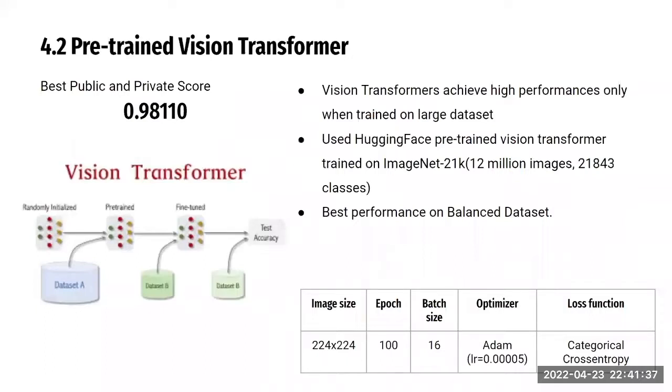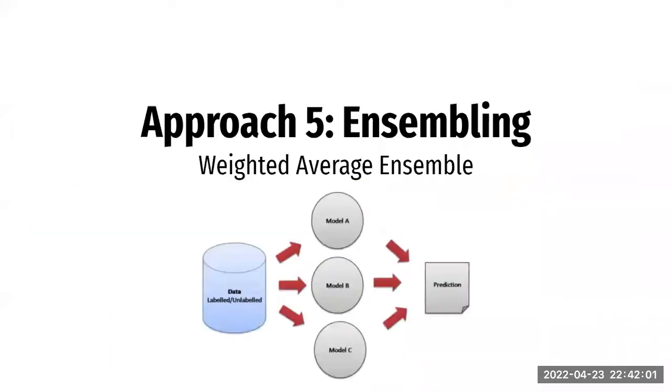The vision transformer model was trained on the ImageNet 21K dataset, which consists of 12 million images from 21,843 classes. We used early stopping to stop training once the validation loss stopped improving, and our vision transformer was able to achieve an F1 score of 0.98110 on the leaderboard when trained on the balanced dataset. So moving on to ensemble methods.